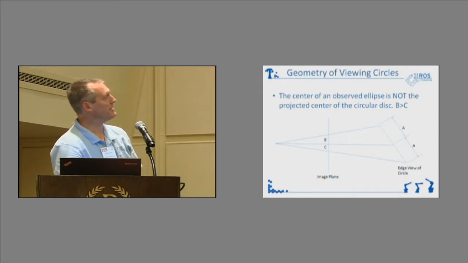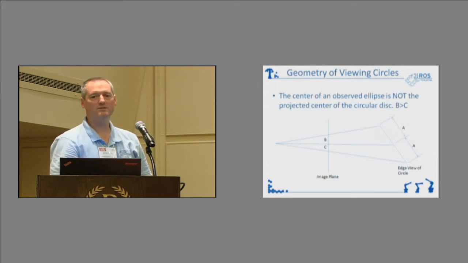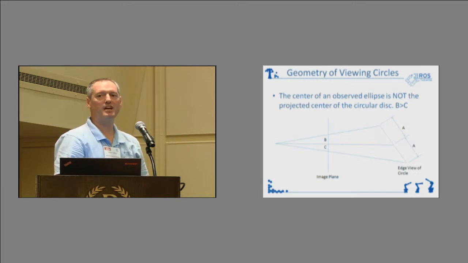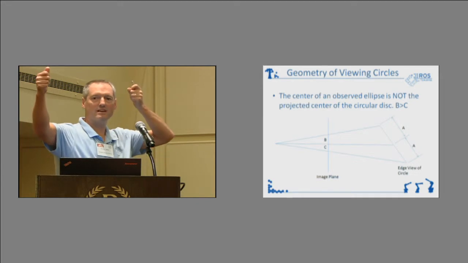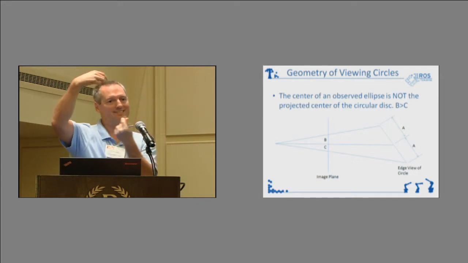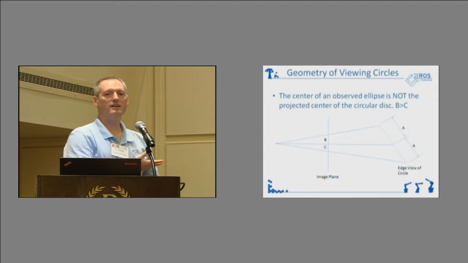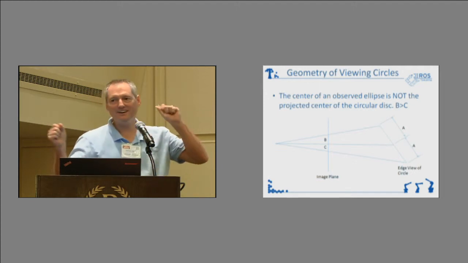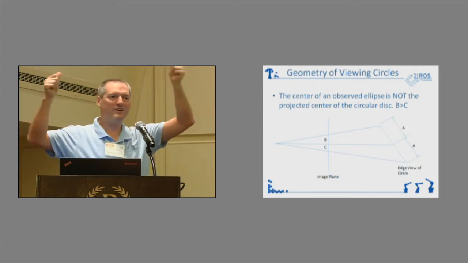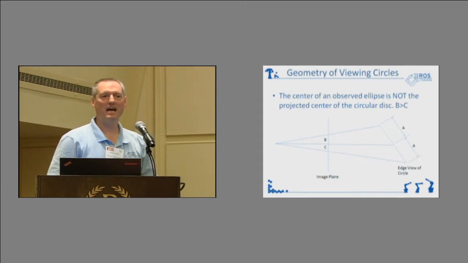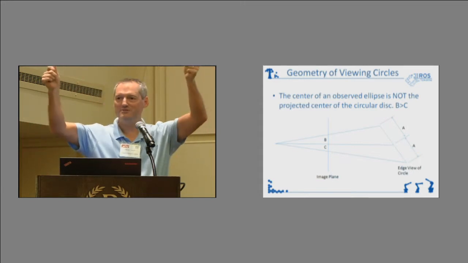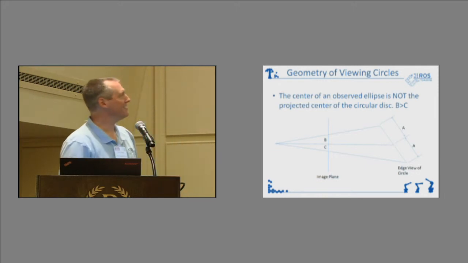If you'll notice, B is not the same length as C, so the center of the circle is not the same as the projected center of the ellipse that you see in the image. So when you hold your target to the side, all your centers get shifted. Okay, so our cost functions take that into account, and most calibration routines don't. So this is a small difference. So if you're using the circle grid and the OpenCV calibration, always hold your target pointing straight at the camera.